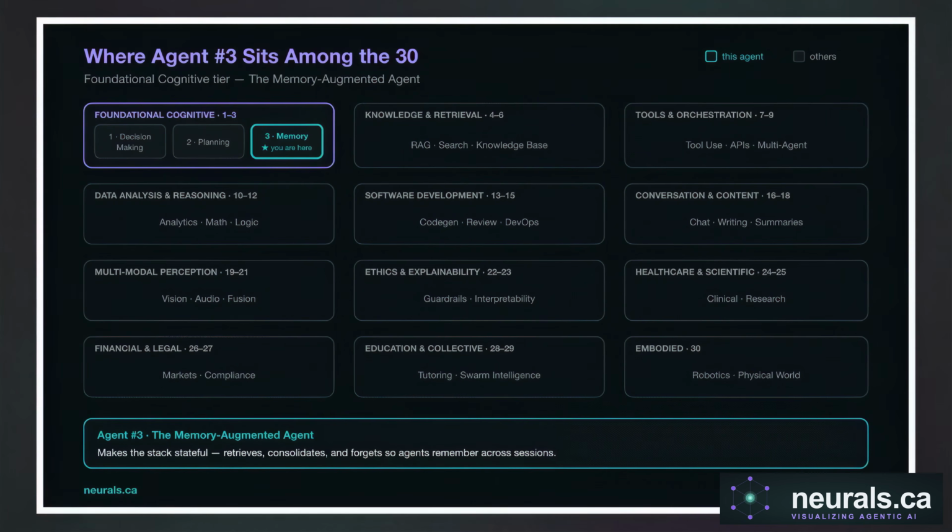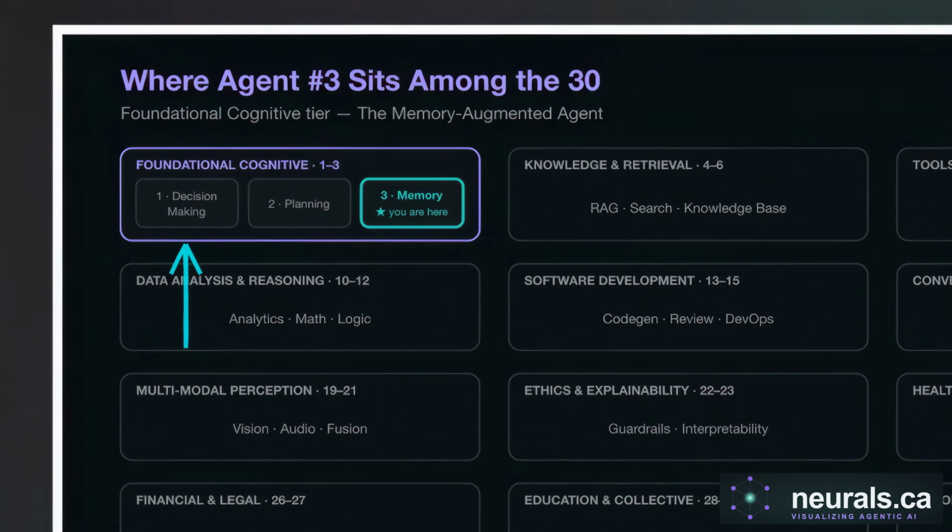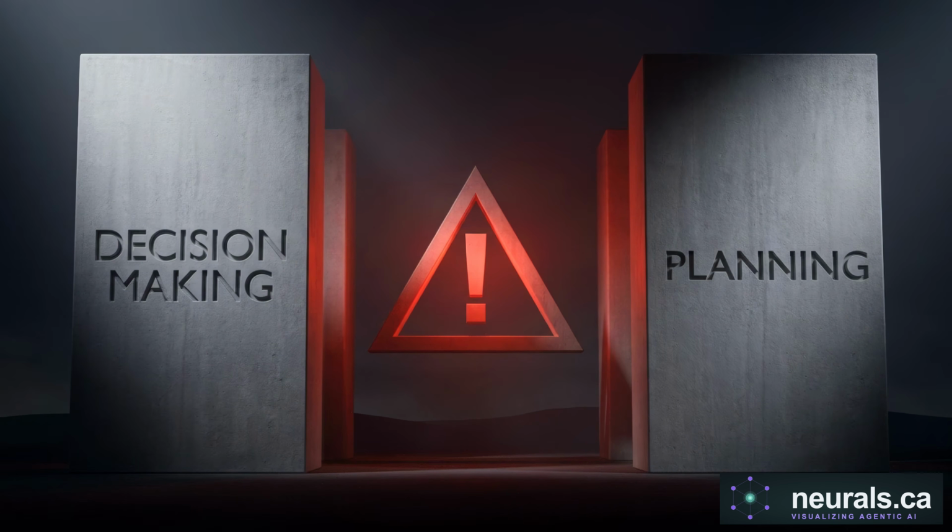Looking at this map, we reach the final component of the foundational cognitive tier, the Memory-Augmented Agent. This layer makes AI stateful. We've examined the first two. Agent 1 executes immediate decisions. Agent 2 constructs plans to reach long-term goals. But both of these agents suffer from the exact same fatal flaw.